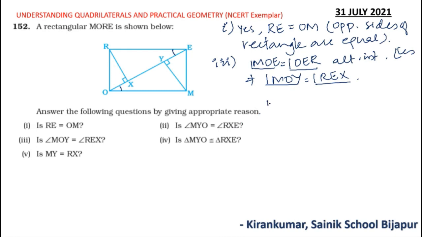Now let me take up the second one. Is MYO equal to RXE? MYO, RXE, they both are equal to 90 degrees. So yes, angle MYO will be equal to angle RXE. They both measure 90 degrees.